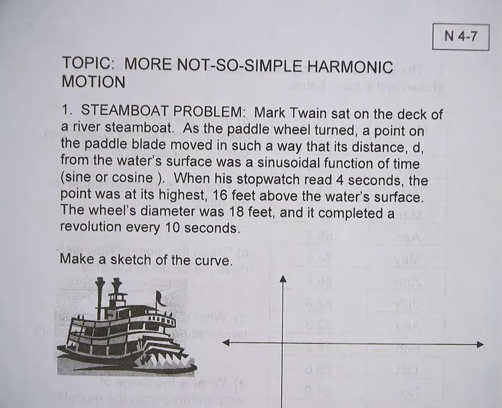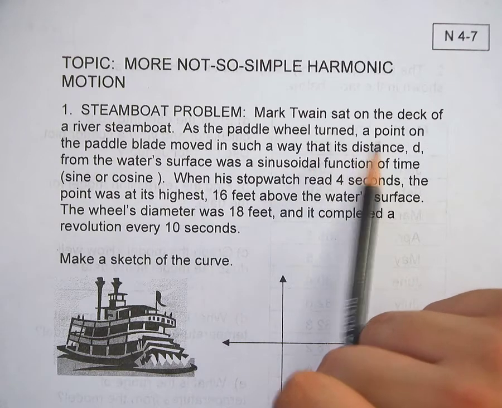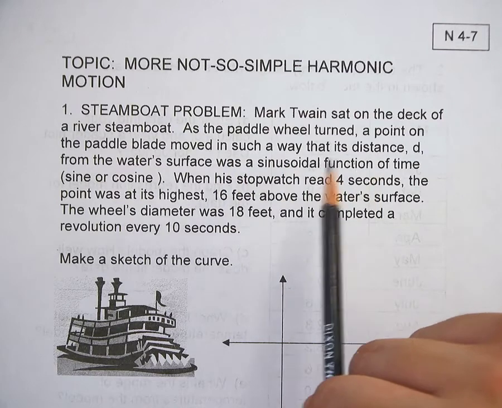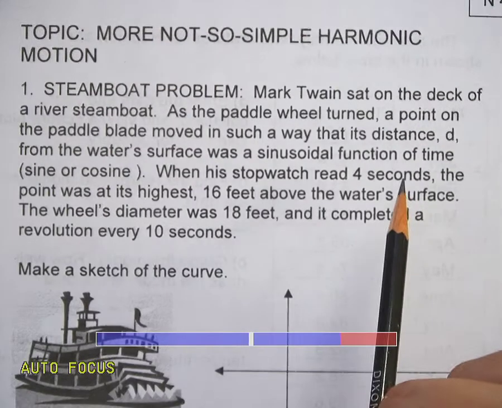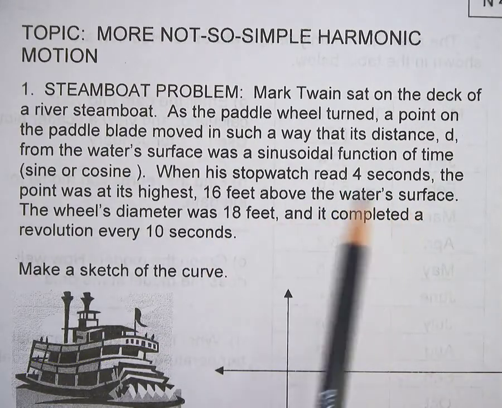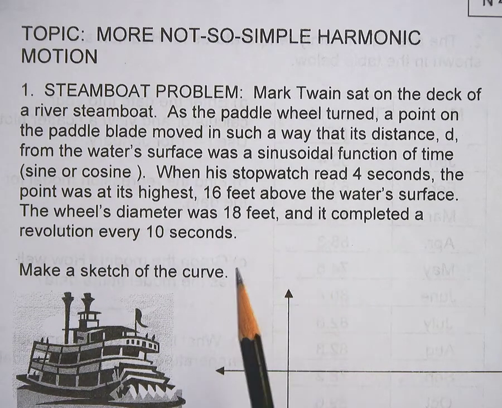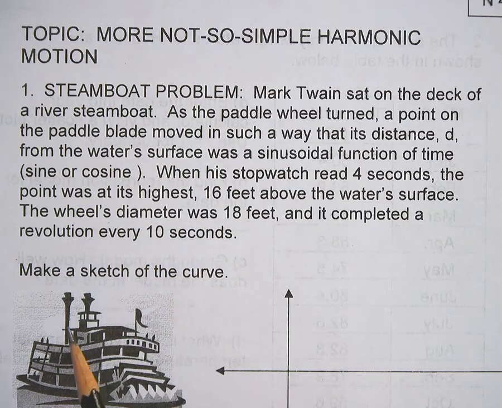The steamboat problem. This is going to be more on the not so simple harmonic motion stuff. It says Mark Twain sat on the deck of a river steamboat. As the paddle wheel turned, a point on the paddle blade moved in such a way that the distance d from the water's surface was a sinusoidal function of time. When his stopwatch reached 4 seconds, the point was at its highest, 16 feet above the water's surface. The wheel diameter was 18 feet, and it completed a revolution every 10 seconds.